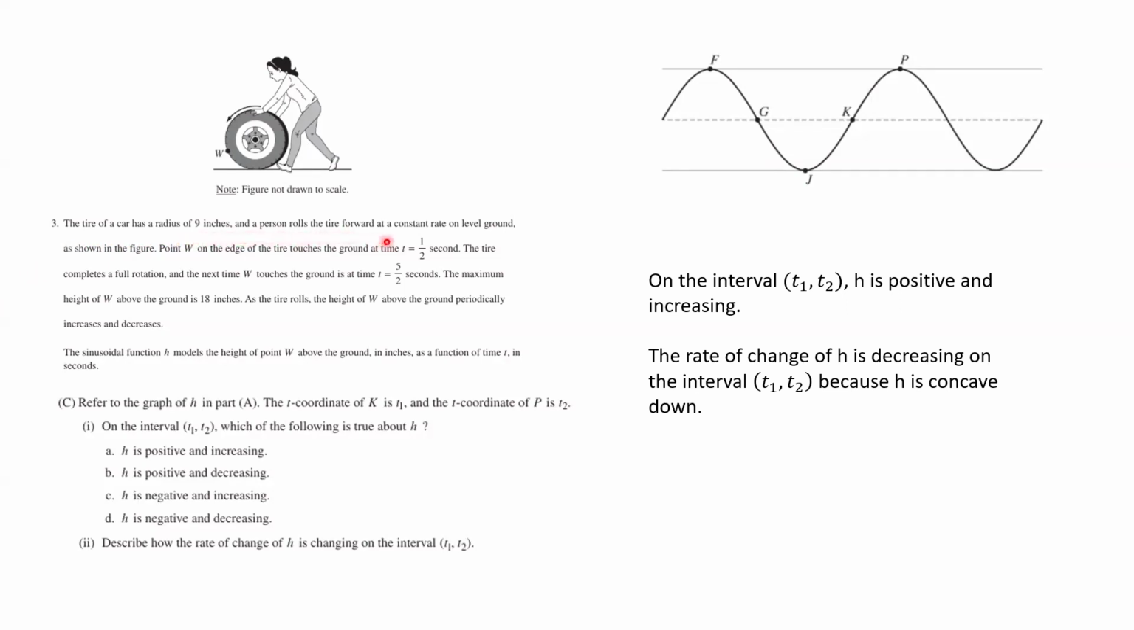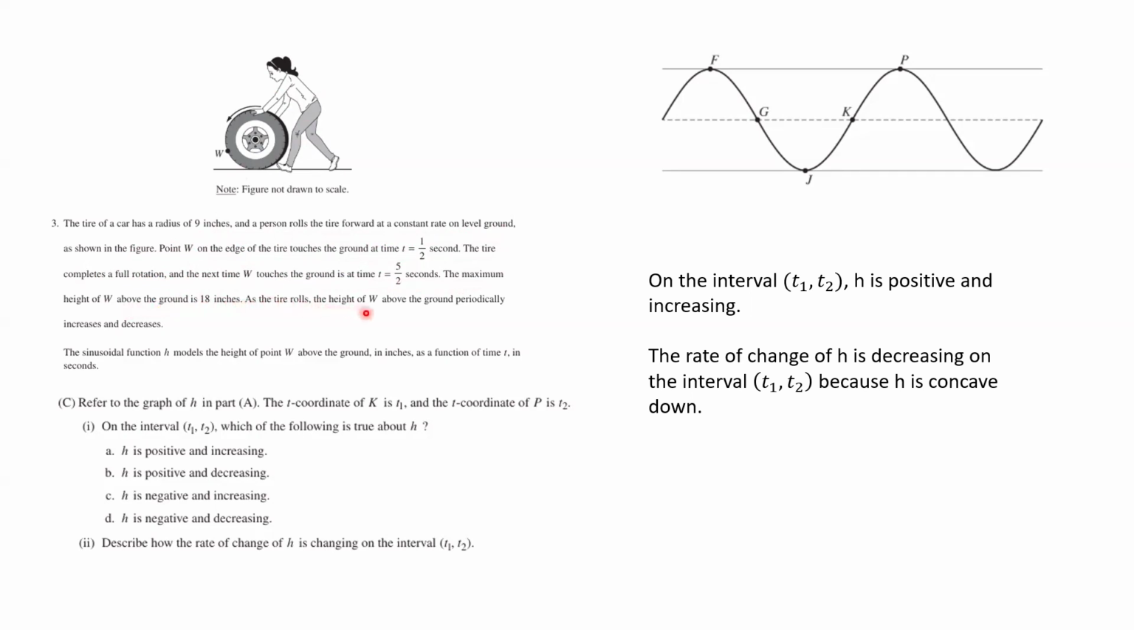Okay, so this says the tire of a car has a radius of 9 inches and a person rolls the tire forward at a constant rate on level ground, as shown in the figure. This is not really helpful, but anyway, point W on the edge of the tire touches the ground at time t equals ½ second. The tire completes a full rotation, and the next time W touches the ground is at time t equals 5/2 seconds. The maximum height of W above the ground is 18 inches.